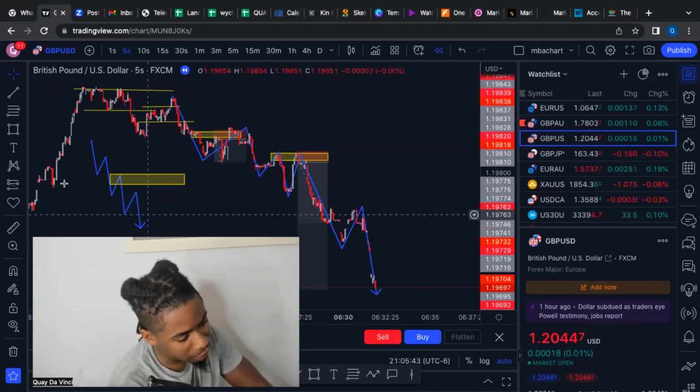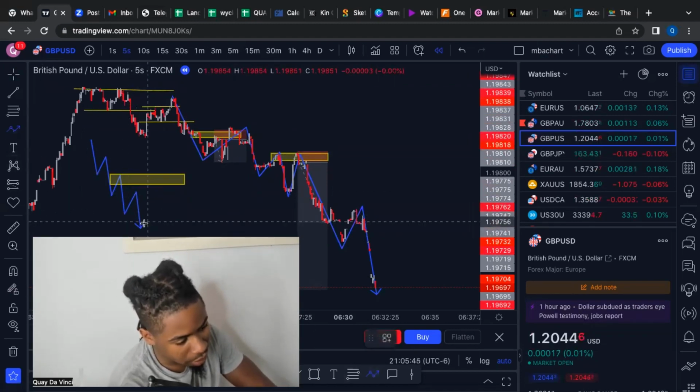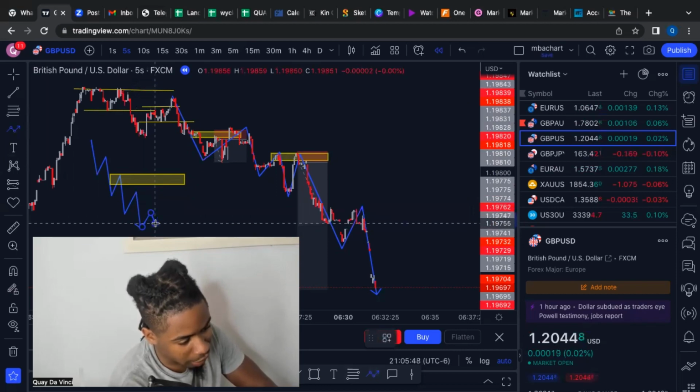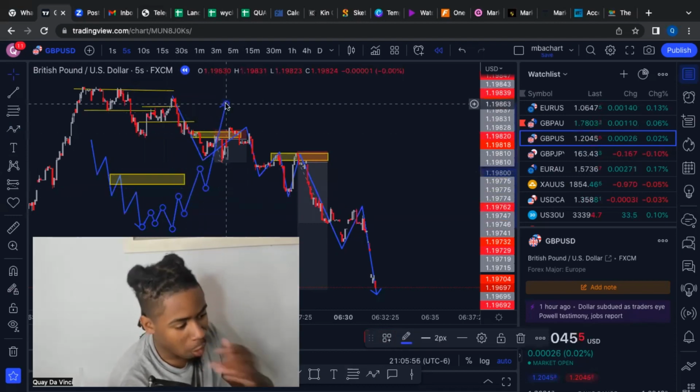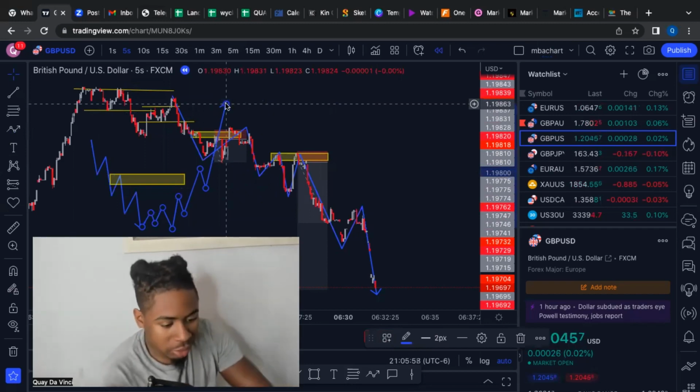It made some form of a reaccumulation down in here, and then price acted like it was about to drop, came into your area, dropped a little bit, and then changed trends. So you just gotta pay attention to that, man.